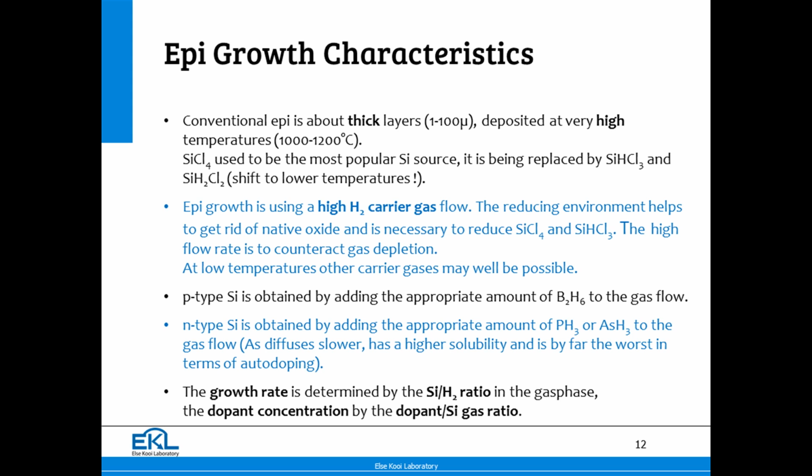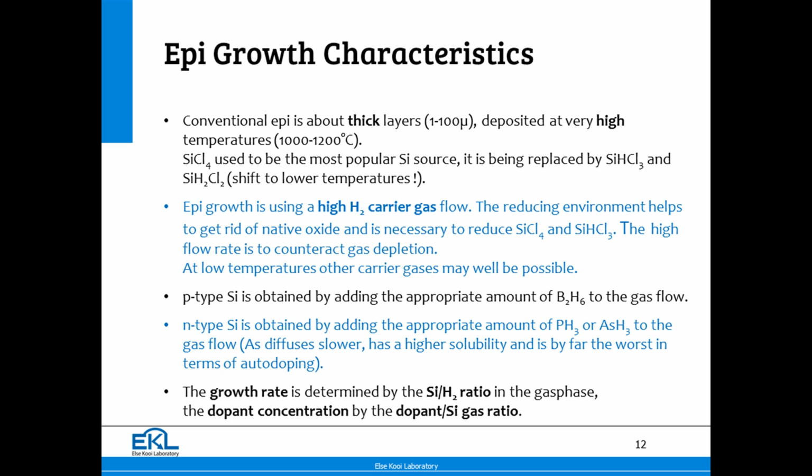Using a high hydrogen carrier gas flow, I mentioned that already. You need a reducing environment. If you use silicon tetrachloride as a precursor, it needs to be reduced to release the silicon, forming HCl. And you need a high flow rate to counteract gas depletion. The gas is reacting, you're losing reactant, the concentration of your reactant is going down. You have to make up for that.